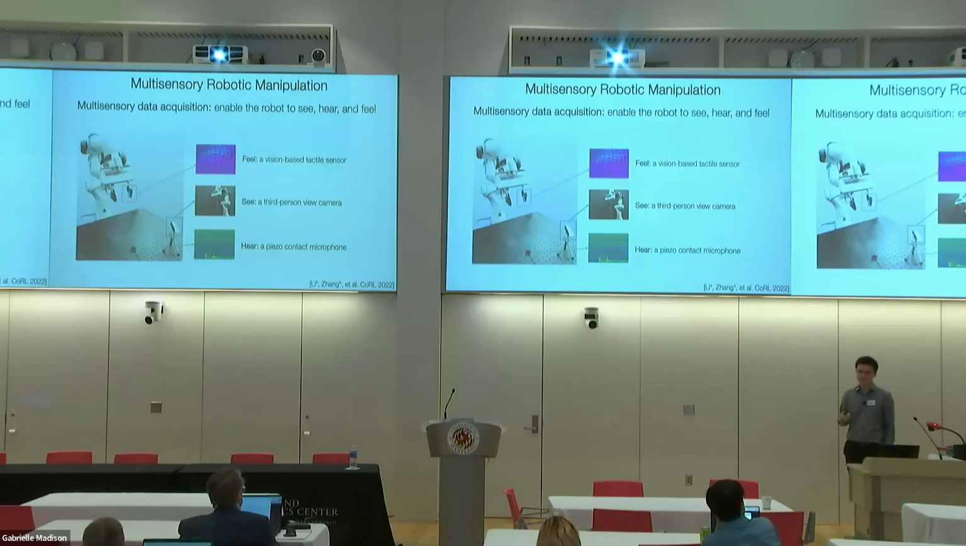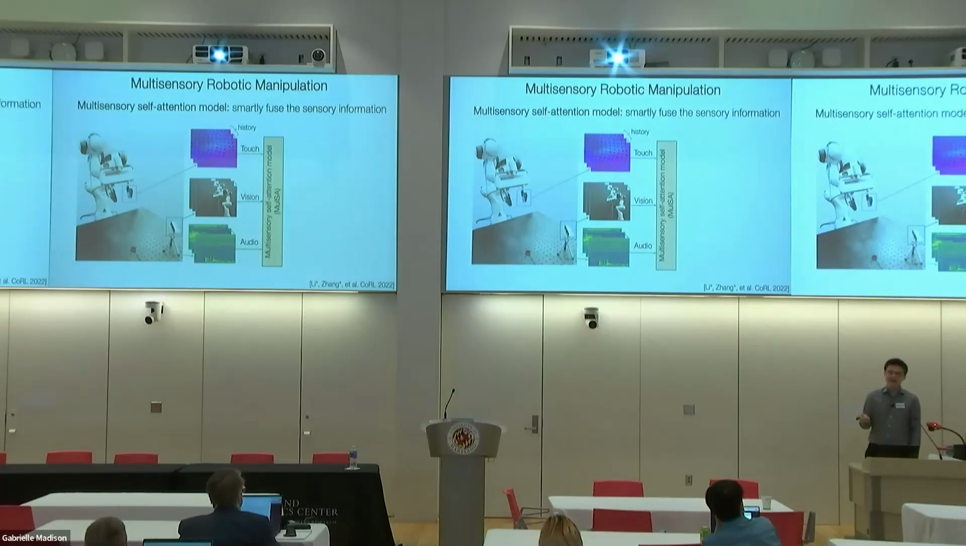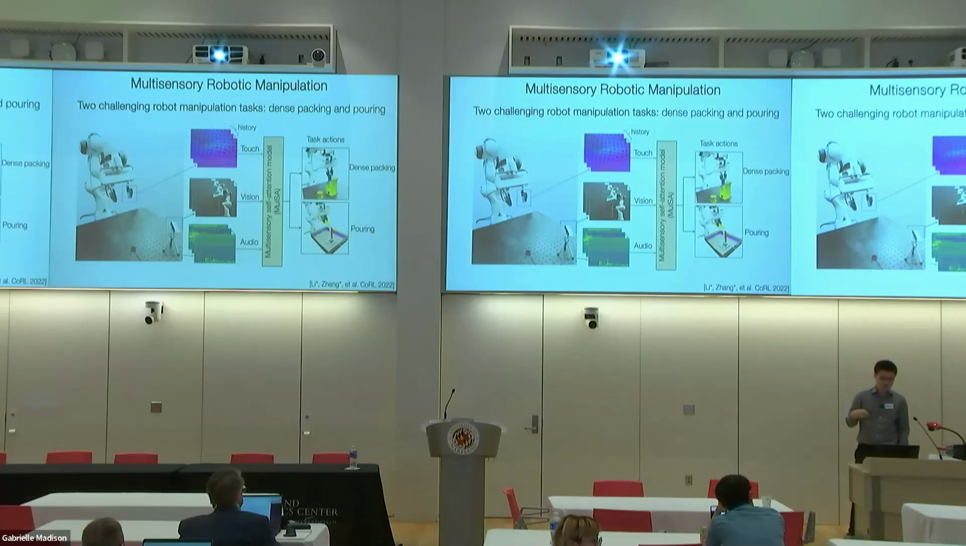to sense the contact geometry and also the forces through this tactile sensor. And then we design a multisensory self-attention model. We use it to combine the visual signals, tactile signals, and acoustic signals, and pass them through convolutional neural networks for each modality originally, and we use self-attention to combine these modalities. Then the model outputs the action predictions over a discrete action space for the 2 tasks we tackle. One is dense packing, and the other is pouring. And we use imitation learning to learn the correct action sequence.